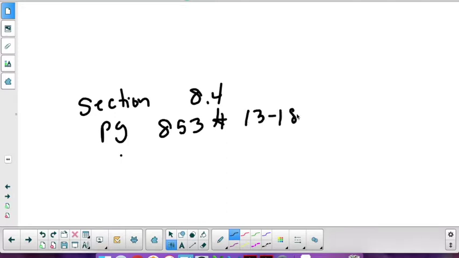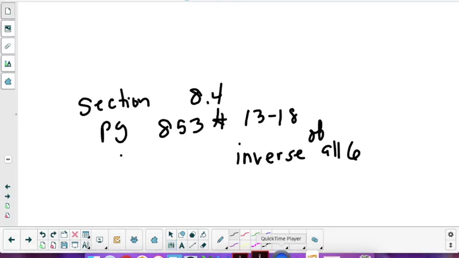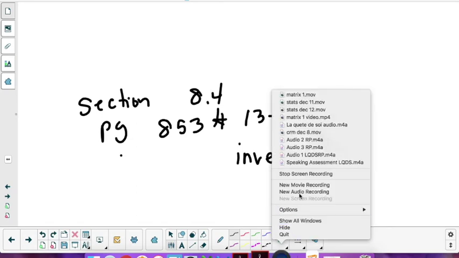13 to 18. Now, pay attention because I don't want you to do the last step in this. Well, no, not yet. What I want you to do is just find the inverse of all 6. Okay? And then we'll talk in the next video about what happens when you multiply a matrix times its inverse and see what happens. Okay, so that's the video and the assignment for this one. And we're done.